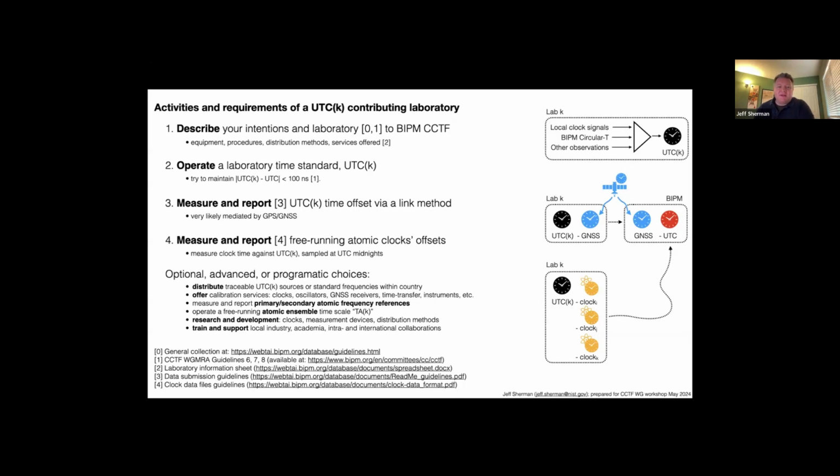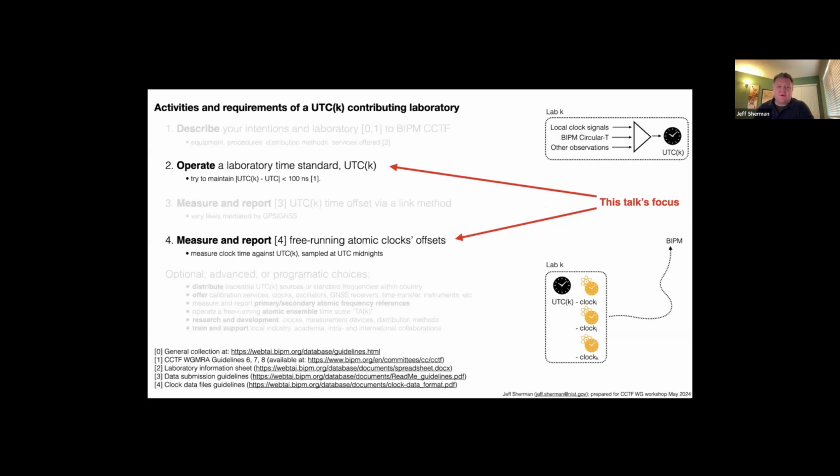You can embark on developing a primary or secondary frequency reference, experiment with an atomic ensemble, do research and development, etc. But none of this is really essential activity related to the UTC-K realization. This talk will only focus on these 2 activities because the next talk will talk about the link method.